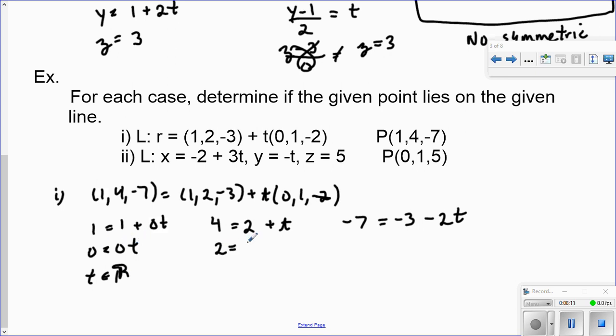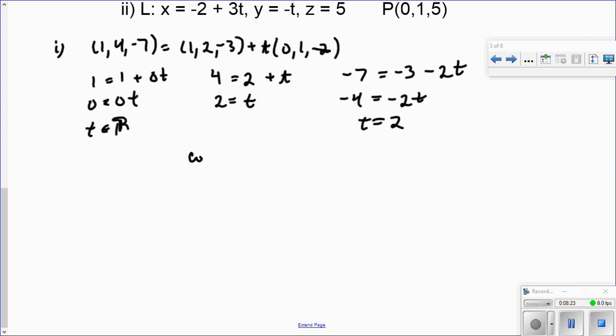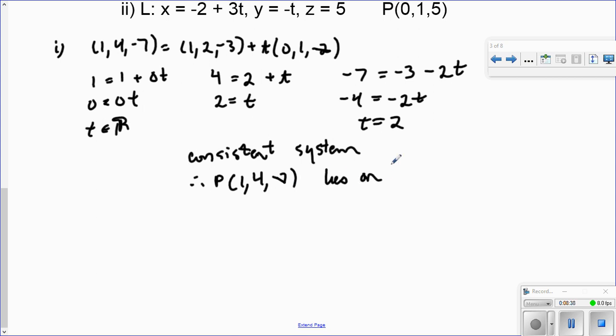In this case, I've got t equals 2, and in this case, I've got negative 4, negative 2, and also t equals 2. So I do have a consistent system here. We'll talk about the x component in a second here. But when I have a balance, then my point 1, 4, and negative 7 lies on the line. So I do have balance here. This allows for everything. t can be any value that'll satisfy this equation, including t equals 2. That's sort of a catch-all statement here.